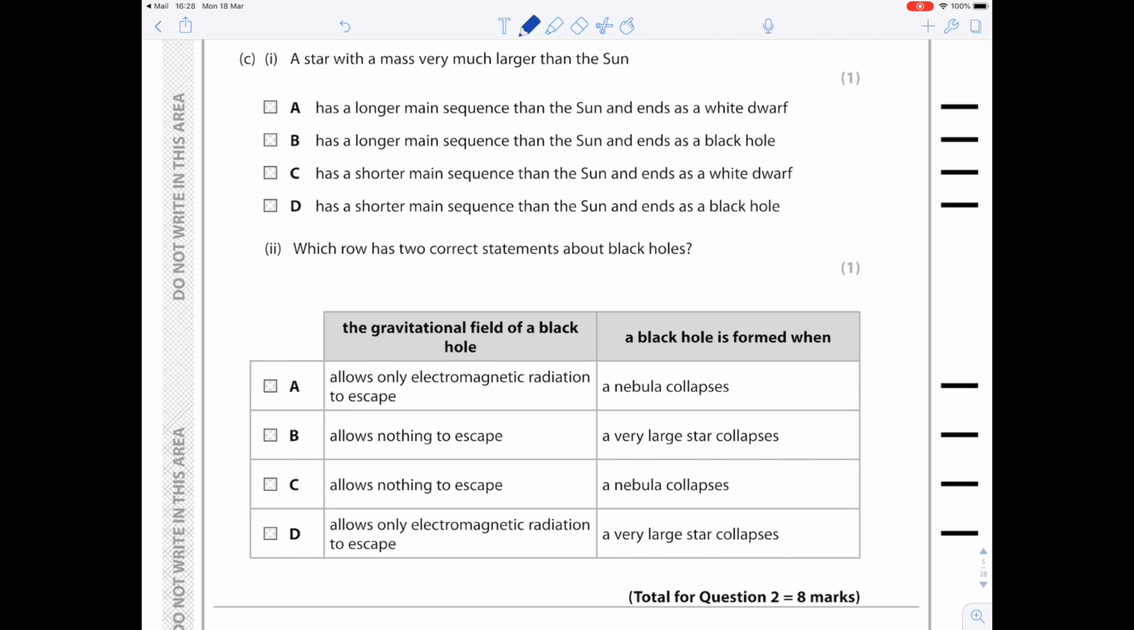C part I, a star with a mass very much larger than the sun. Okay, so what do we know about our various stars and, depending on their size, about their life cycles? So let's take a large star to begin with. So it goes through its main sequence, which is actually longer than that of a small star. And then it swells up to form a red supergiant, followed by a supernova, which is a huge explosion, and then either a black hole or a neutron star, depending on its size.